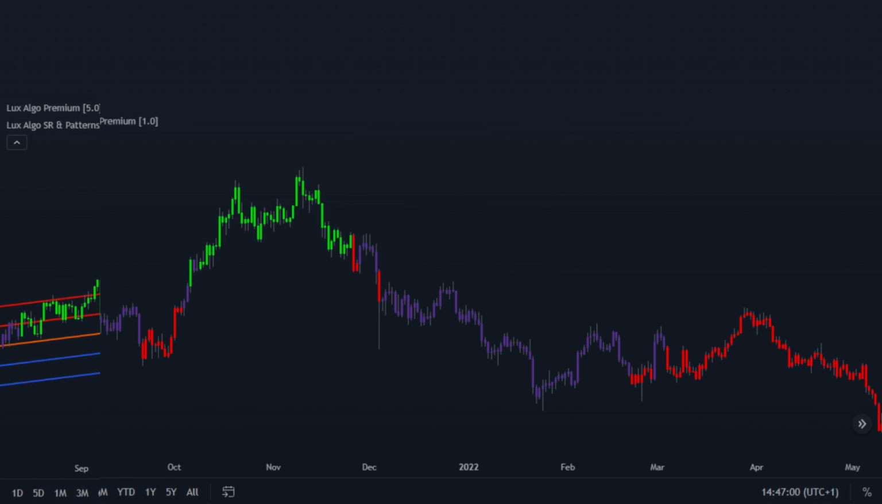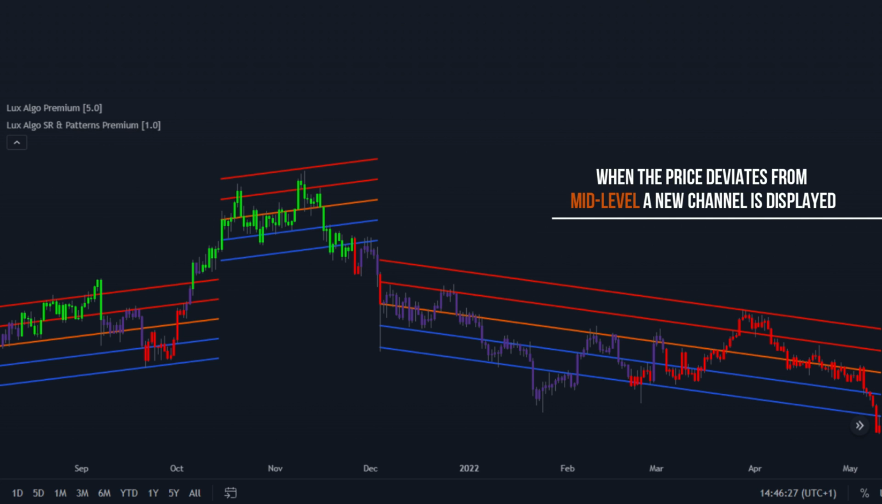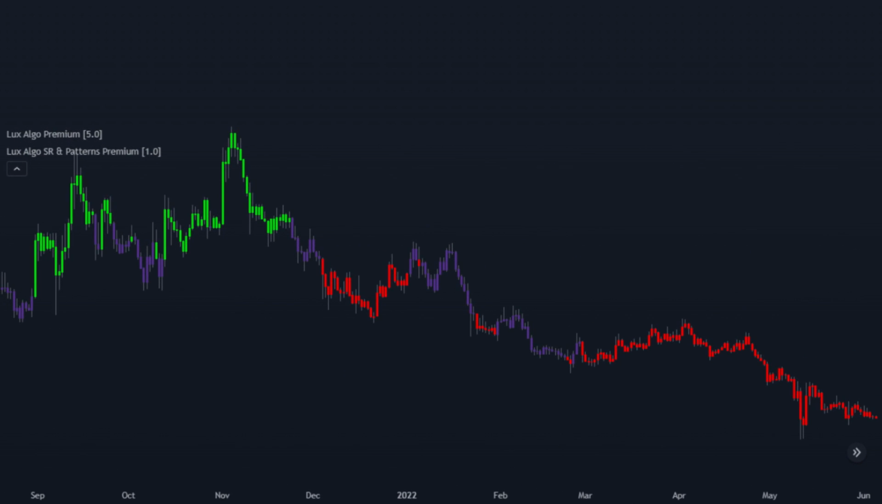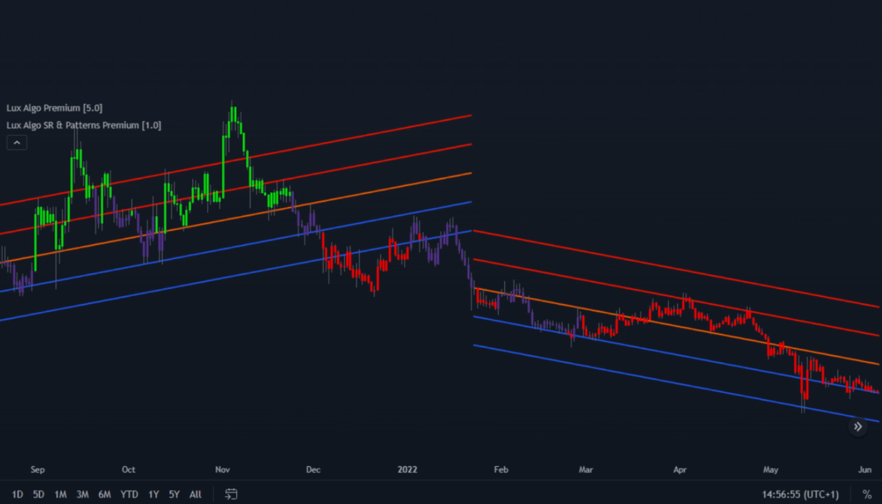The predictive channels display real-time linear supports and resistances. There are 2 resistances in red, 2 supports in blue, and 1 mid-level in orange. When the price deviates significantly from the mid-level, a new channel is displayed, as we see here. The angle of the channel corresponds with the current identified trend. A slope down signifies the Predictive Channels has detected a downward trend, whereas a slope upwards signifies an upward trend.